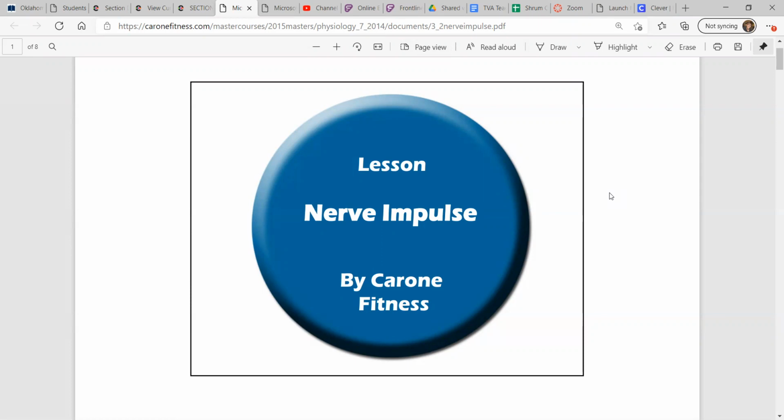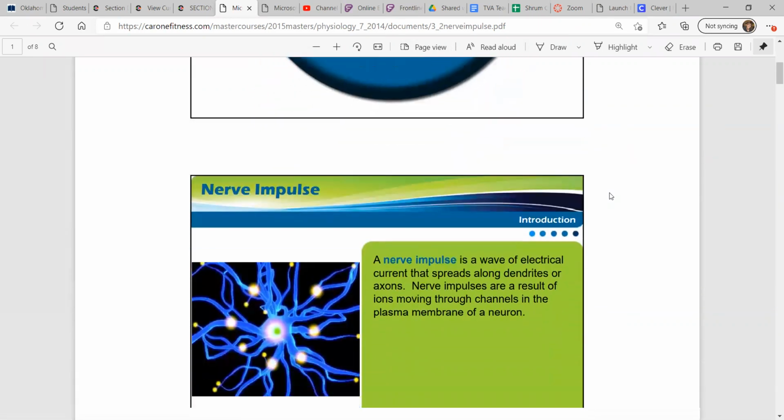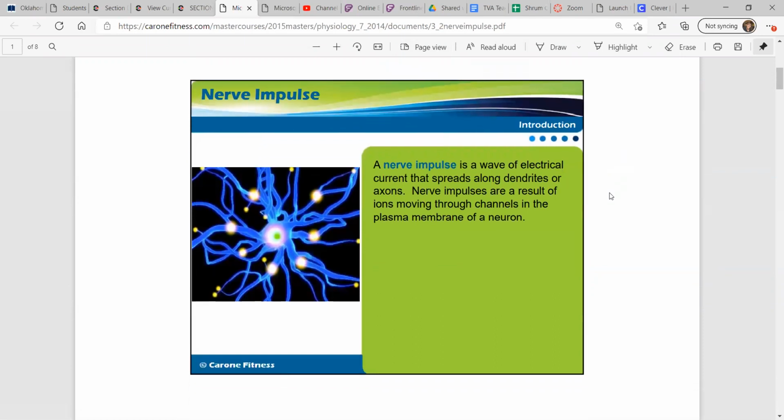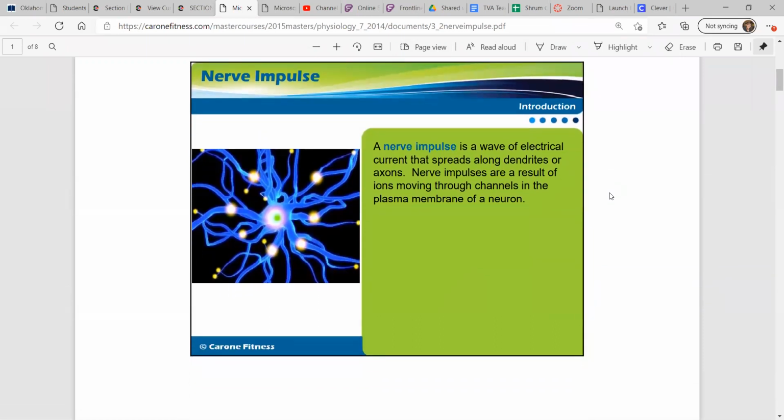And the first lesson is nerve impulse. So what's an impulse? If you've heard that phrase before, we're going to find out what that means exactly. A nerve impulse is a wave of electrical current that spreads along dendrites and axons within a nerve. Nerve impulses are a result of ions moving through channels in the plasma membrane of a neuron.